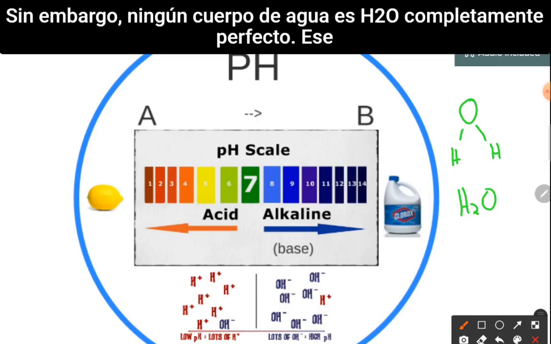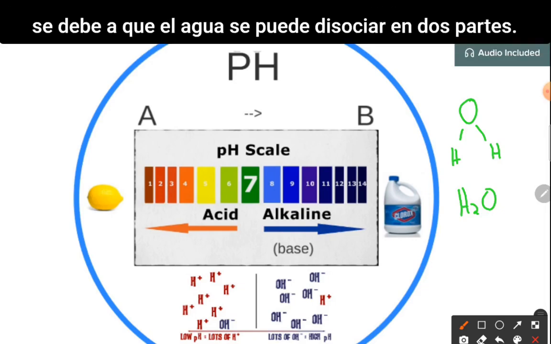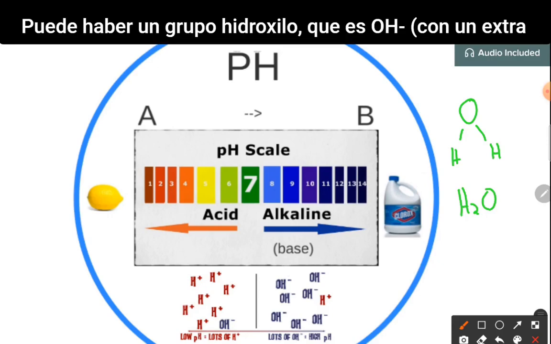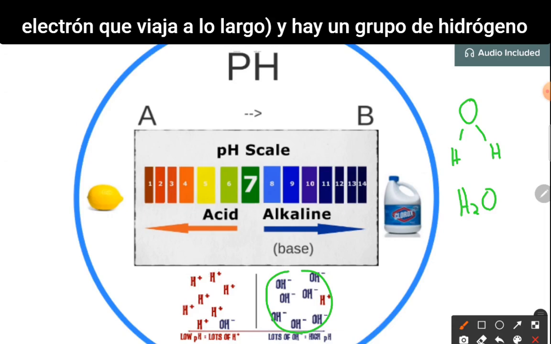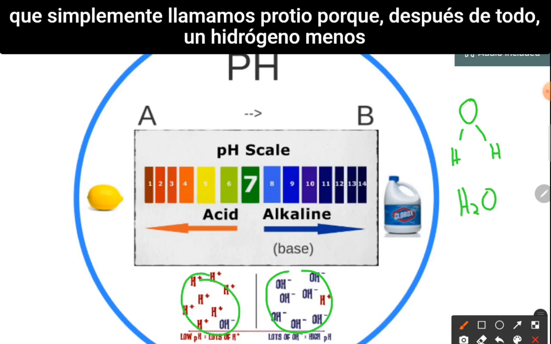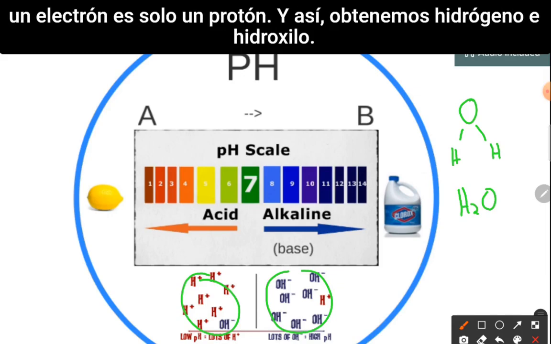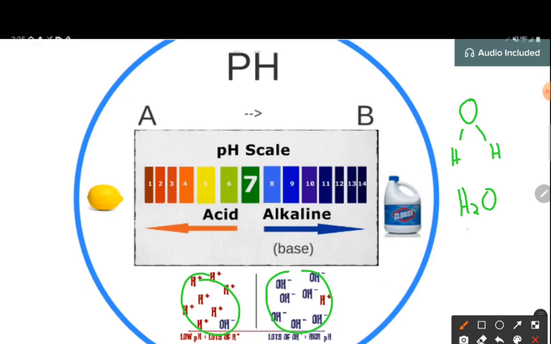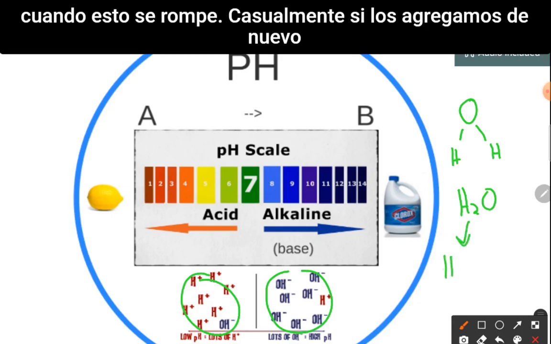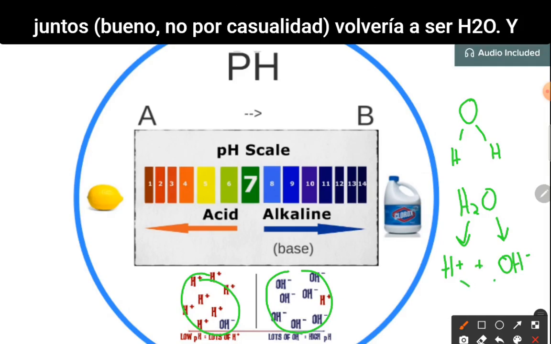However, no body of water is completely perfect H2O. That is because water can dissociate into 2 parts. There can be a hydroxyl group, which is OH, with an extra electron riding along. And there's a hydrogen group, which we just call protium, because after all, a hydrogen minus an electron is just a proton. And so we get hydrogen and hydroxyl when this breaks apart. Coincidentally, if we added them back together, it would be H2O again.